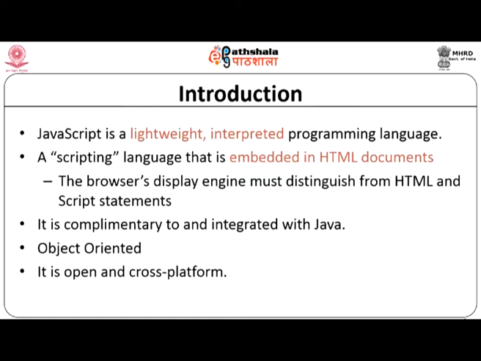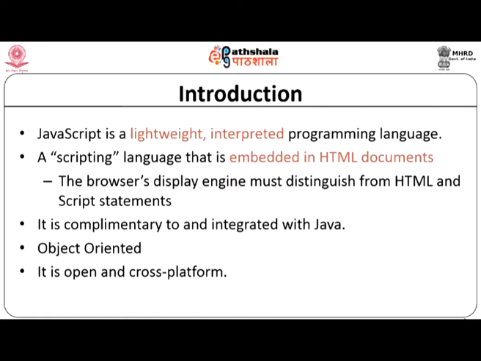So, JavaScript is a scripting language where the code is written in the form of scripts and embedded into an HTML document. The browser display engine has to distinguish between the HTML code and the script code, and it is complementary to and integrated with Java. But Java is different, developed by Sun, whereas JavaScript was initially developed by Netscape. So, they are two different things, but the naming conventions and concepts implemented in JavaScript look similar to the Java programming language. Hence, the name JavaScript.